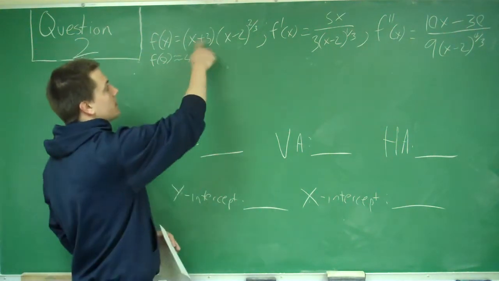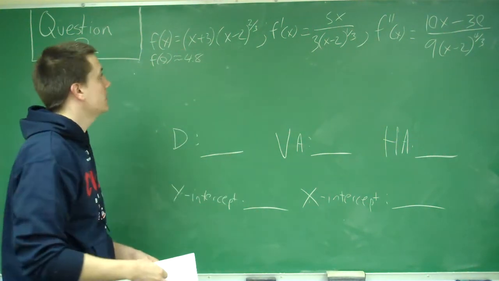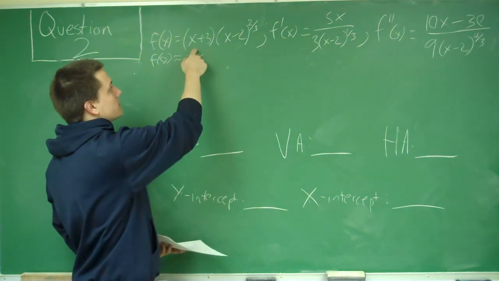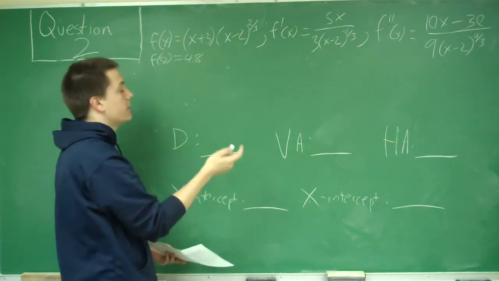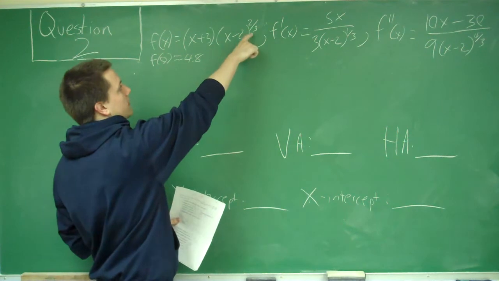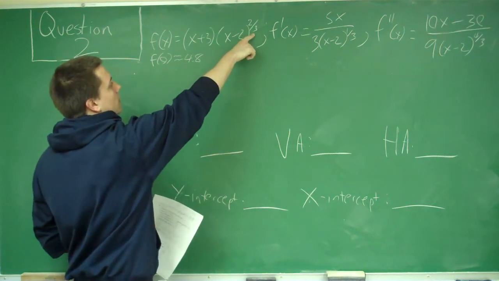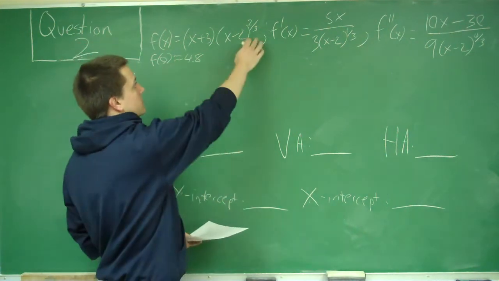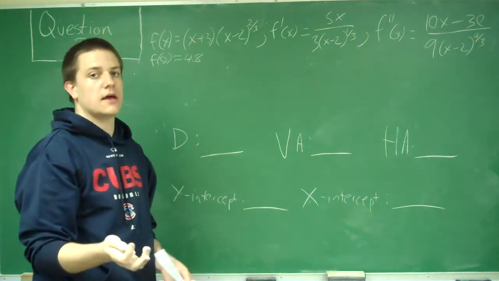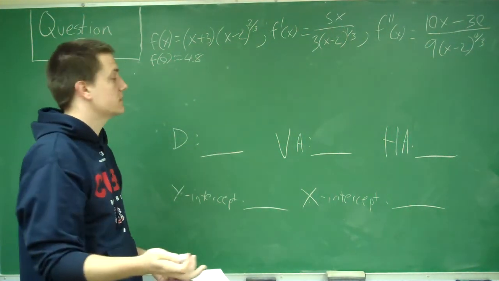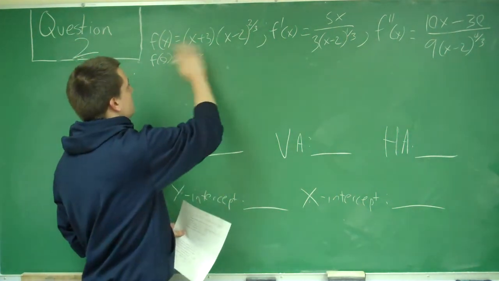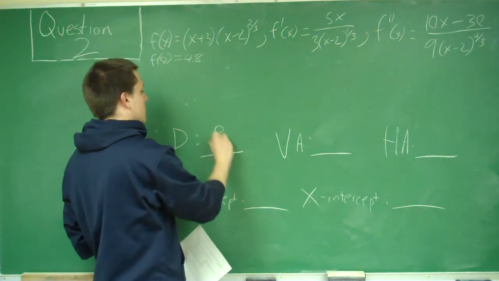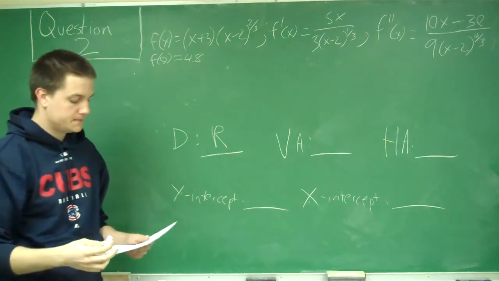So we come up here and we want to know when this is undefined. Well, there's no division, so we're never going to divide by 0. And then we have to look at this exponent. Since the denominator is 3, an odd number, this is an odd root, and odd roots have domains of all real numbers. It's the even roots that we're looking for. So the domain of this function is going to be all real numbers.